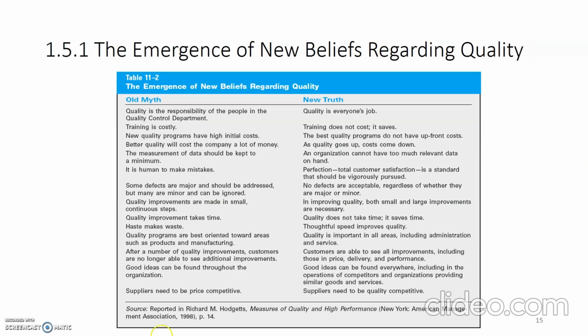The old or traditional belief on quality: quality is the responsibility of the people in the quality department. No, because quality is everyone's job. If one department makes some mistakes, it will influence other departments as well. Let's say if the accounting department made some mistakes in analyzing the worksheets and so on, it will influence budgeting, which is under the finance department.